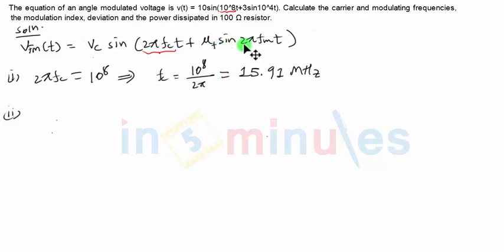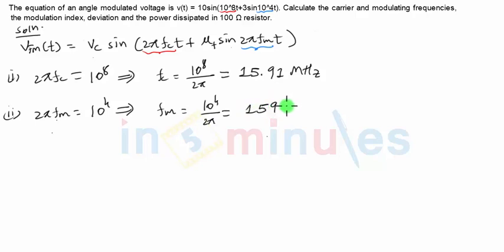I can easily obtain modulating signal frequency by comparing 2 pi fm, coefficient of t in this second sine term, with coefficient of t here. So that makes it 2 pi fm equal to 10 raised to 4, which is fm equal to 10 raised to 4 divided by 2 pi. And if you solve this, you get 1.591 kilohertz. So 10 raised to 4 by 2 pi comes out to be 1.591 kilohertz.